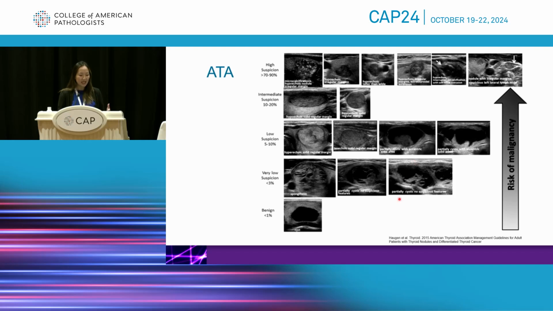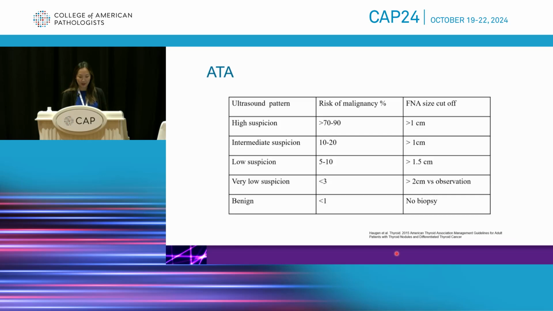So what the ATA risk stratification system does is they look at the ultrasound features of a nodule, and they give it a size cutoff. So depending on what your ultrasound pattern is, they will give you a size cutoff for when to do the biopsy. So for instance, for these benign anechoic cystic nodules, basically no matter how big it is, you don't need to biopsy it. Versus if you have a high suspicion, if it's over a centimeter, you should be biopsying it. So this way they can take into account both the ultrasound findings and the size and give a recommendation for when to biopsy.